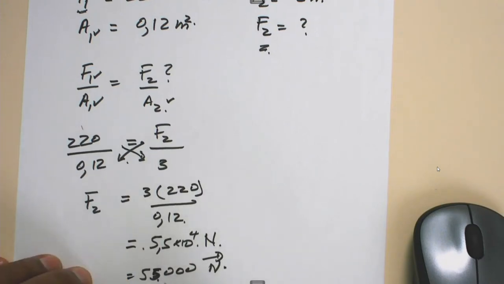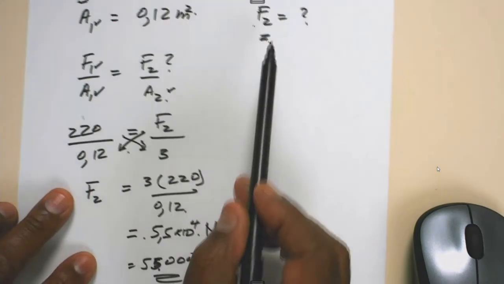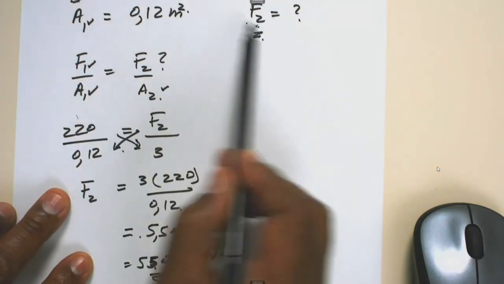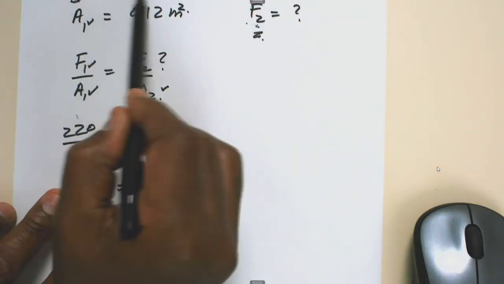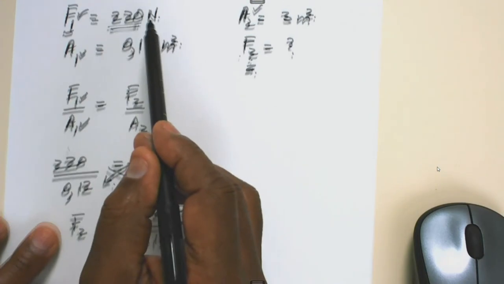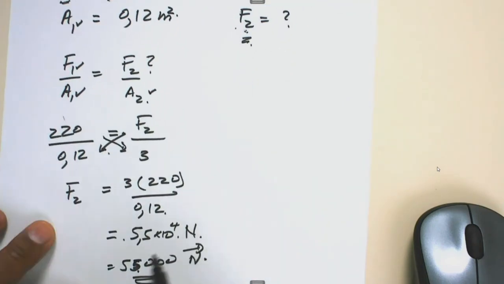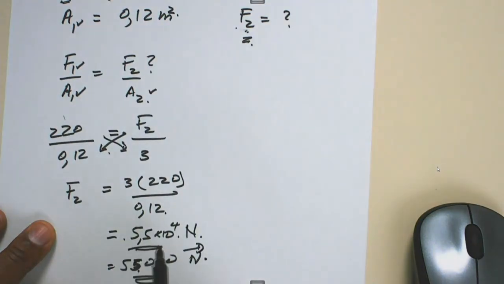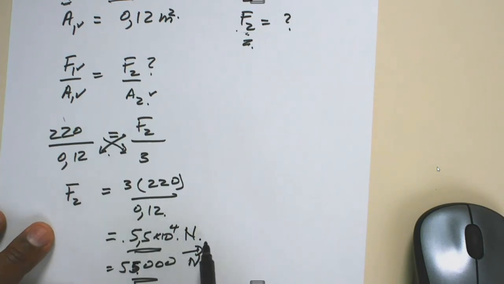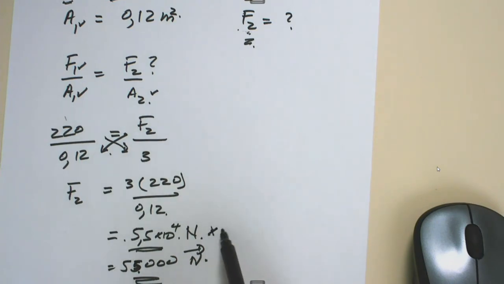So you can see from the force F2, you apply a force of 220 newtons on the smaller piston, but the larger piston gives you a magnitude of 5.5 times 10 to the power 4 newtons. So it produces a huge force. You can lift very heavy objects with that force.